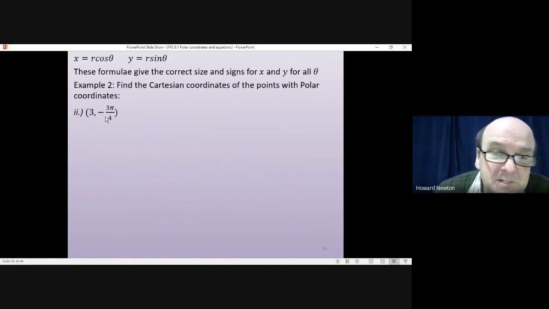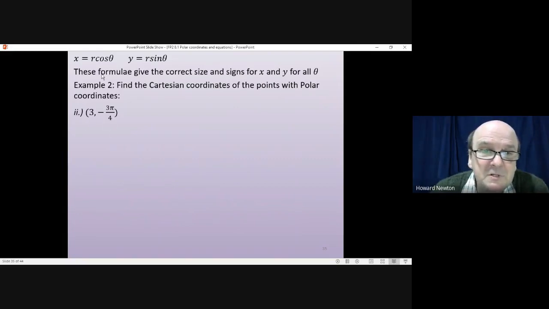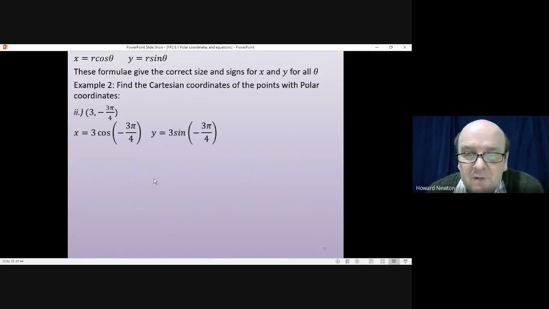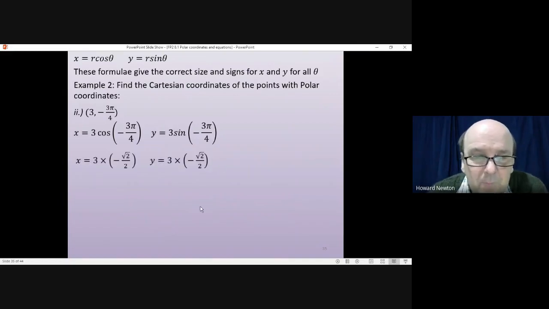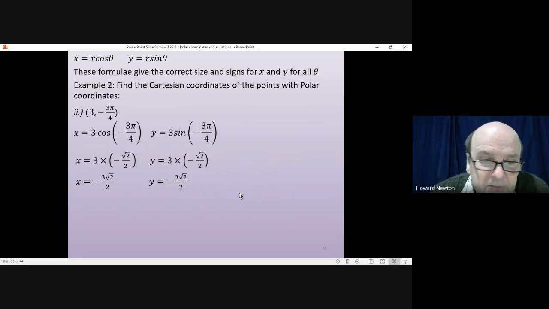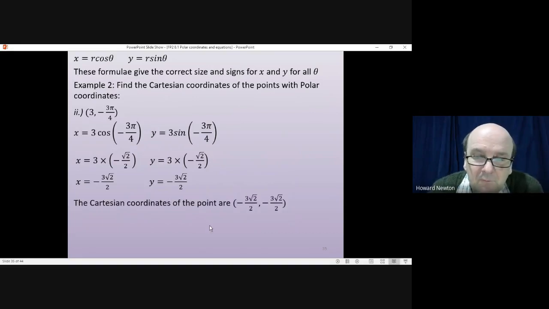And even if you've got a minus, it doesn't matter. We just substitute those values into the formulae, and we'll get 3 cos minus 3 pi by 4 and 3 sine minus 3 pi by 4. And that gives us 3 times minus root 2 over 2 and 3 times minus root 2 over 2. So in both cases, we get minus 3 root 2 over 2 for the coordinates x and y.